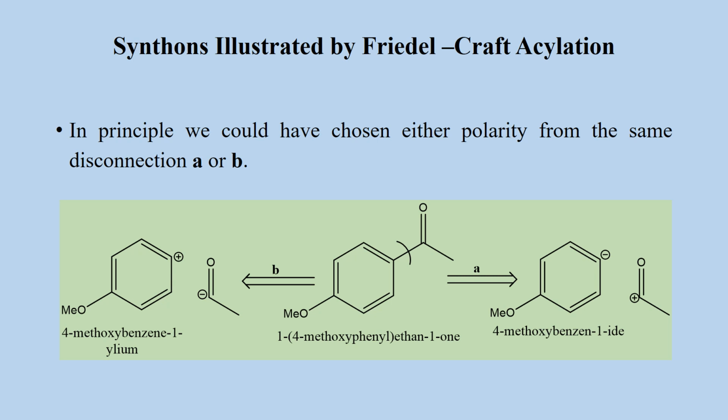There are two possibilities when this bond is disconnected. One possibility is that benzene gets a negative charge and the carbonyl or acyl group gets a positive charge. There can be another possibility that the aromatic ring gets positive and the carbonyl carbon gets a negative charge, but this is not feasible, as the natural polarity of an aromatic compound is that it is a donor synthon and carbonyl is an acceptor synthon. So A is the required disconnection.